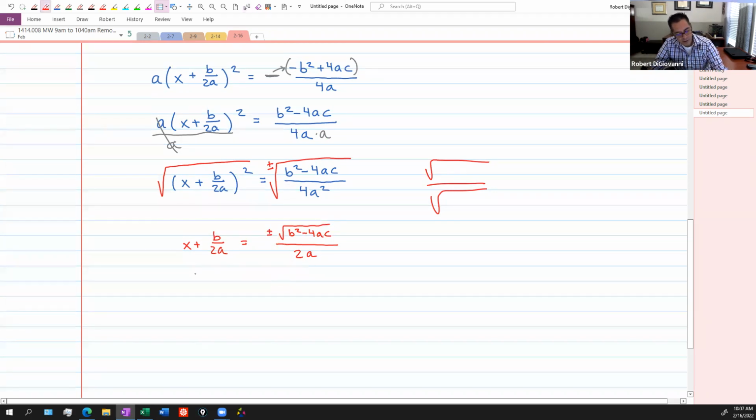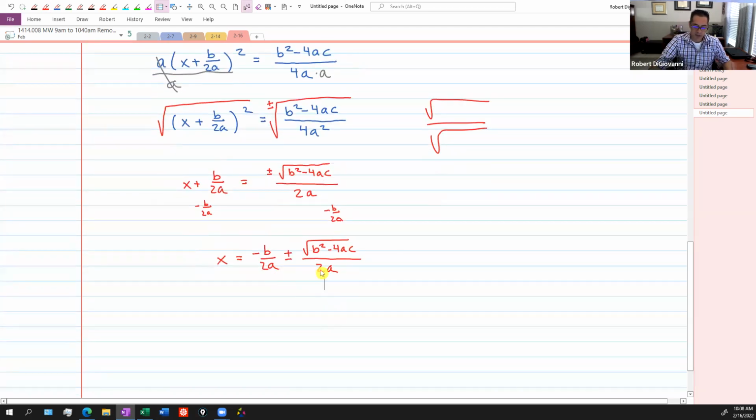I'm now going to subtract b over 2a from both sides. And when I do that, I'm almost there. X equals, I have the minus b over 2a that I just subtracted on both sides. I have the plus or minus square root b squared minus 4ac all over 2a. And since these two things have the same denominator, we can put them together. And when we put them together, we get our quadratic formula.